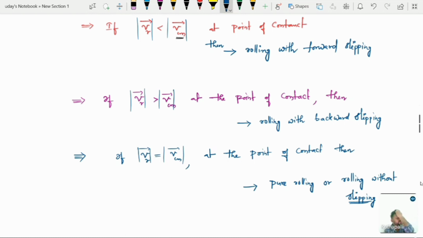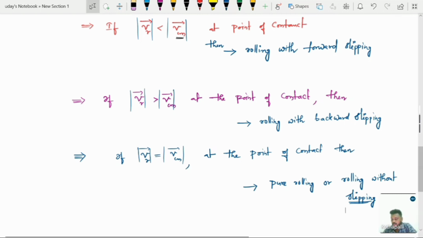Many students will have the confusion of how the body will be moving forward if the point of contact is at rest. No, this is not that point actually. You have to understand that the point of contact, whichever is in contact with the ground at every instant, has zero relative motion with respect to the ground. When a particular point comes and touches the ground, it will not slip either in the forward direction or in the backward direction. It will just come and touch the ground and again go back. So it will not slip with respect to the ground. That is the meaning of pure rolling motion.